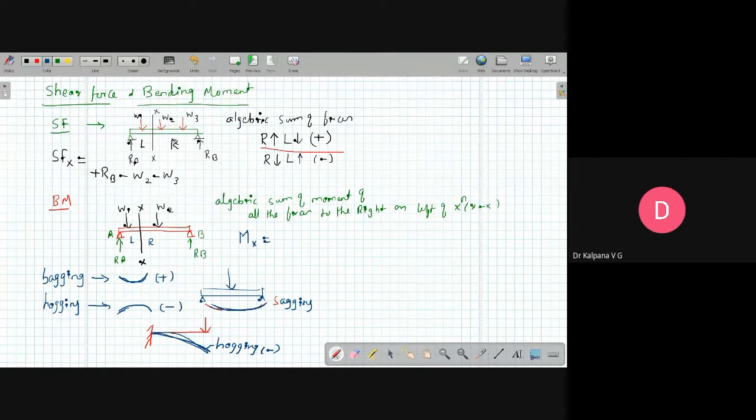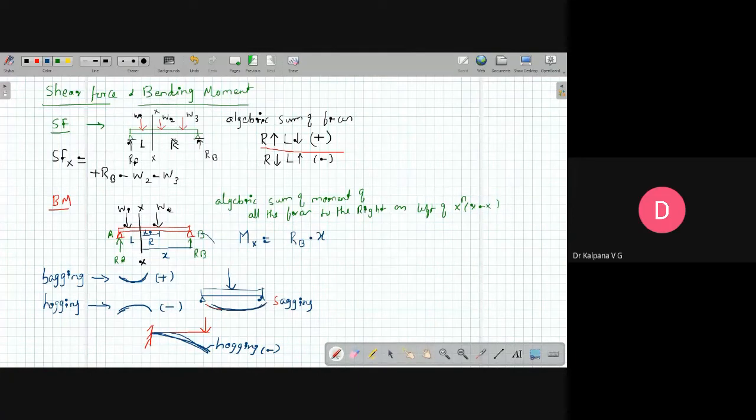And again, for the sagging and hogging, we are going to write moment about any section, to the right and left of the section. Now I am considering the right of the section, I am having two forces, RB and W. So moment of this RB about the section is RB into the distance X. So I am considering the distance as X here. And here maybe I'm considering this distance from the section to the load as x1. So moment about the section is RB into X.